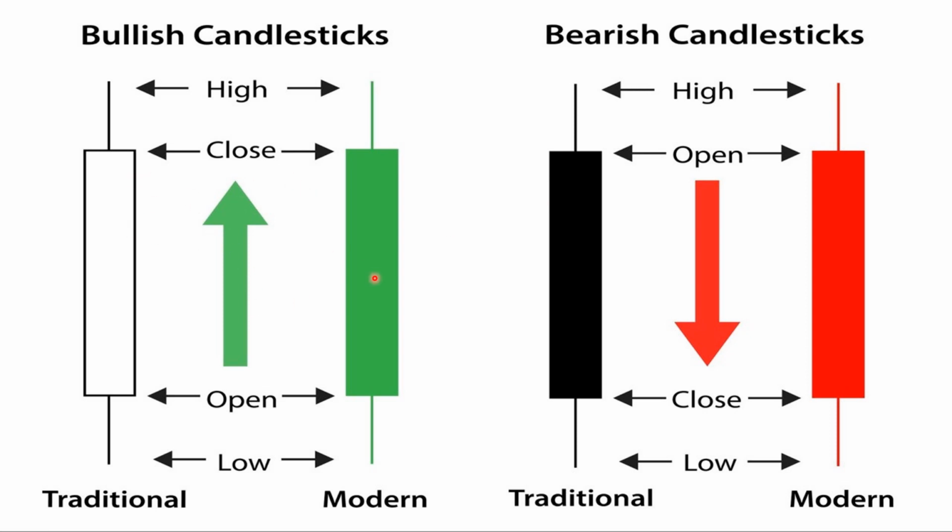green. The long thin lines above and below the body represent the high and low range and are called shadows, also referred to as wicks and tails. Most commonly, I think you'll hear it as wicks. The high is marked by the top of the upper shadow and the low by the bottom of the lower shadow. So this part right here and this part right here.